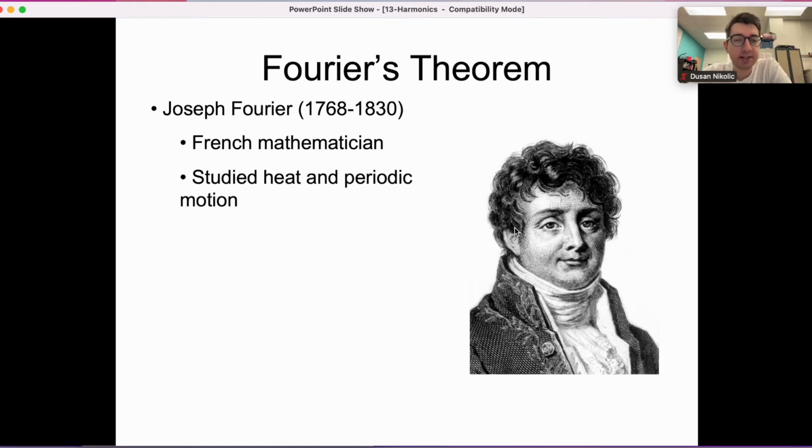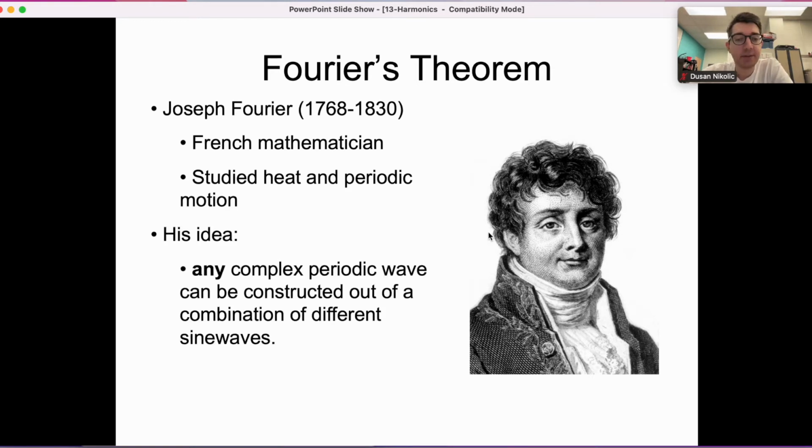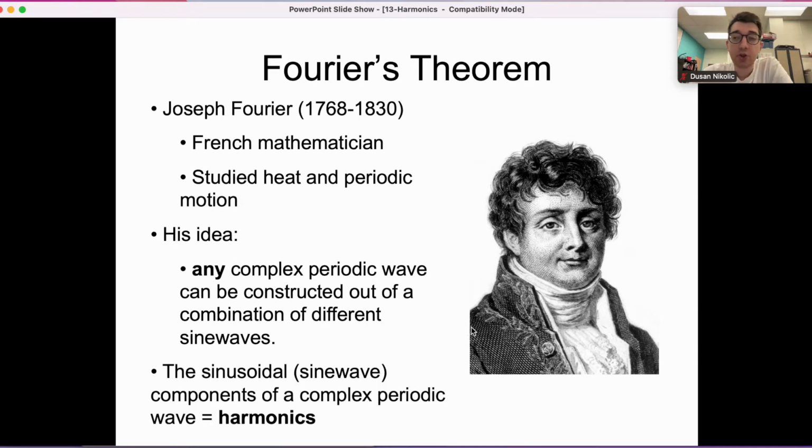But before he did that, he got an idea that any complex periodic wave can be constructed out of a combination of different sine waves, right? The sinusoidal or sine wave components of a complex periodic wave are called harmonics, right? And this is a powerful idea and theorem because not only do we use it in acoustics, but it is being used to determine the chemical content, structure and consistency of stars thousands and thousands of miles away. It's used in optics, image processing, quantum mechanics, electrical engineering, and so on and so forth.